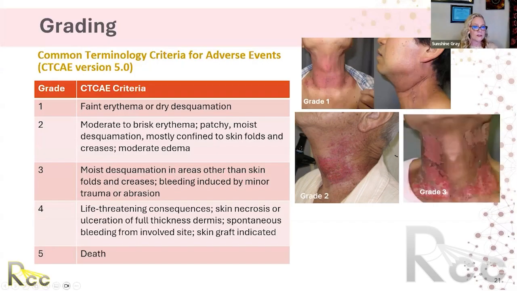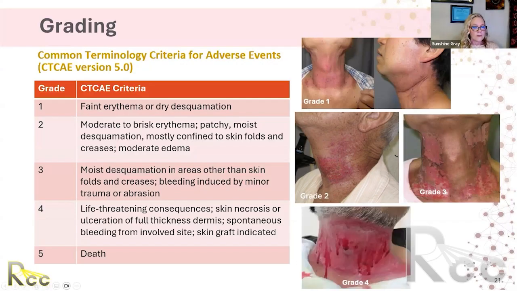And then when we get to grade 3, we're looking at areas of the skin that have moist desquamation that are not just in the skin folds. You can see here, we can't necessarily see where the skin folds are because it's a little bit more diffuse. So this, in grade 3 radiation dermatitis, can also be indicated by bleeding that's induced by just maybe a little scratch or minor trauma or abrasion, or even just the seam of a shirt really irritating that area.